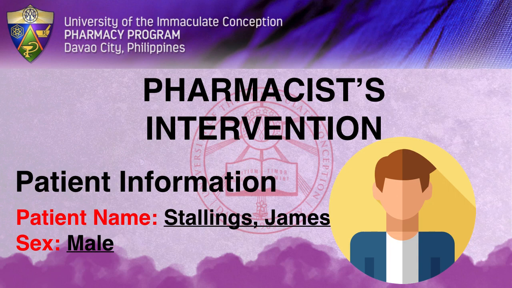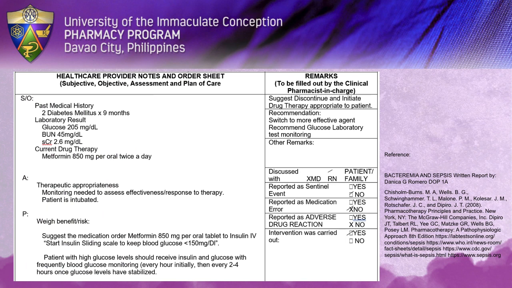Pharmacist intervention. Patient name, Stallings James. Our first pharmacist intervention is for therapeutic appropriateness. For subjective and objective, past medical history of type 2 diabetes mellitus for 9 months. Glucose is 205 mg per deciliter, BUN of 45 mg per deciliter and serum creatinine of 2.6 mg per deciliter. The current drug therapy in use is metformin 850 mg per oral twice a day.